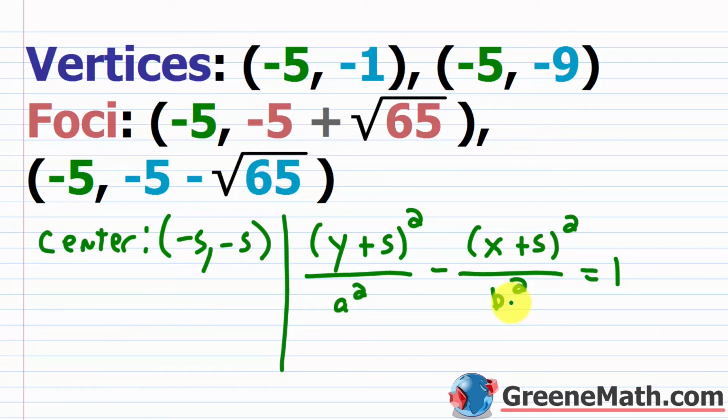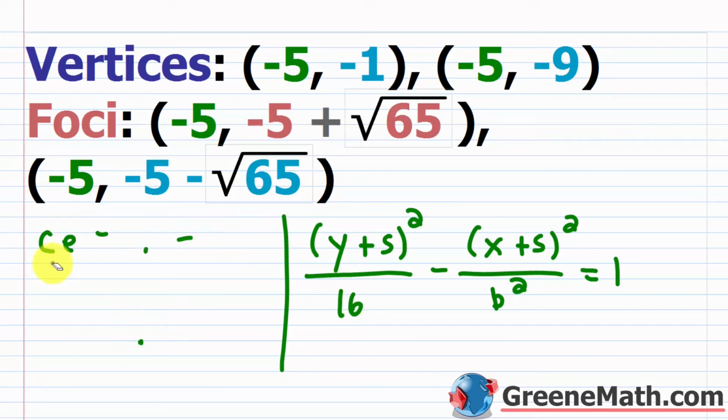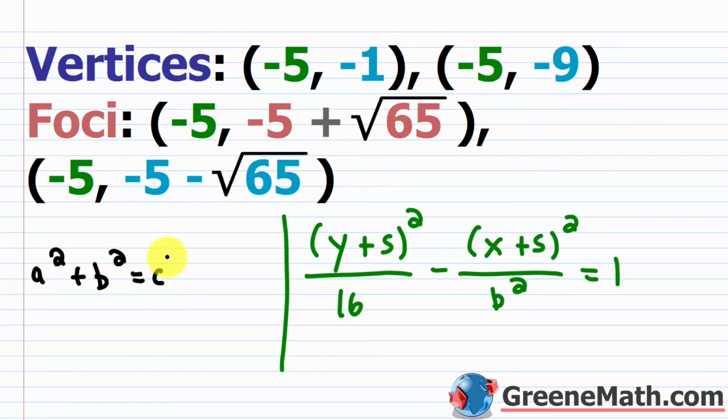So what is a? A is the distance from the center to one of your vertices. Okay, well, if I went from -5, -5 to -5, -1, how far did I travel? Well, -5 and -5, that's the same, right? Because I'm traveling vertically. I'm going up. So all I need to compare is -5 to -1. How far did I travel? Well, 4 units, right? So that tells me a is 4, so a squared is 16. Okay, so I've got that part. Now I need b squared, okay? And where this is going to come from is from that formula that a squared plus b squared equals c squared, okay?